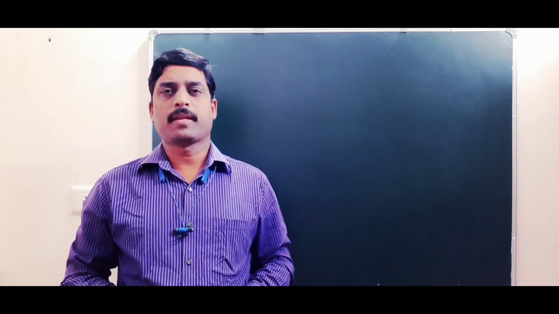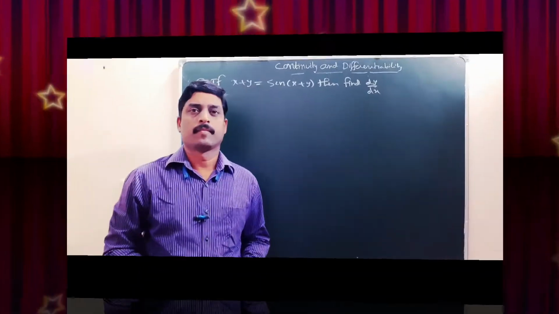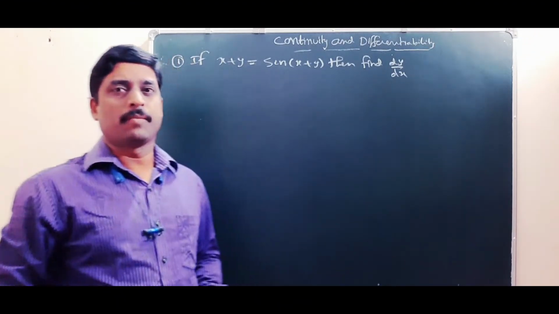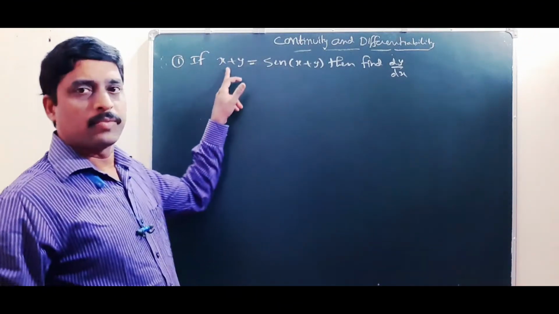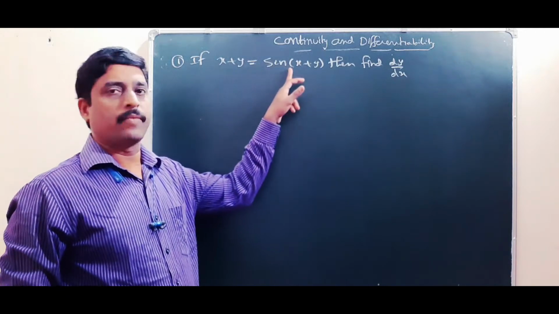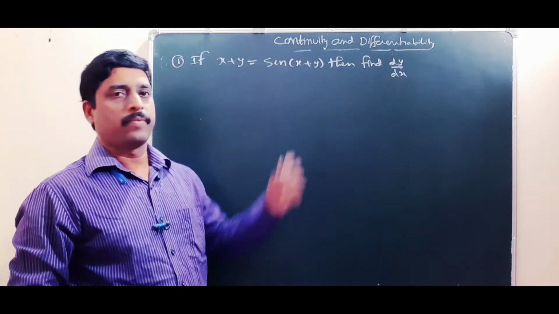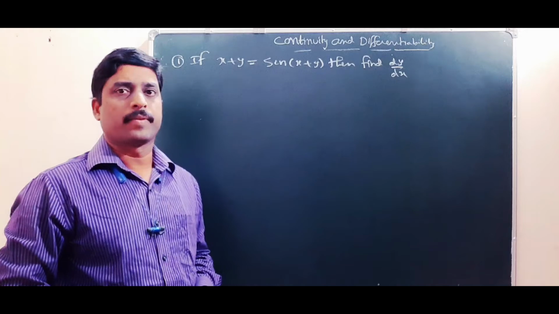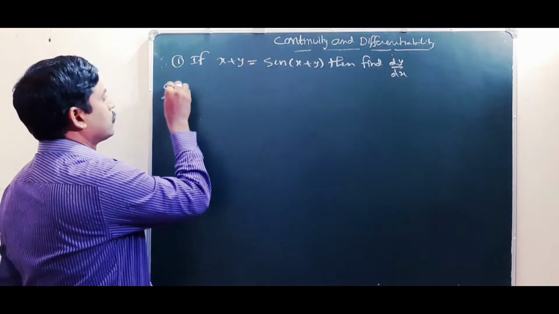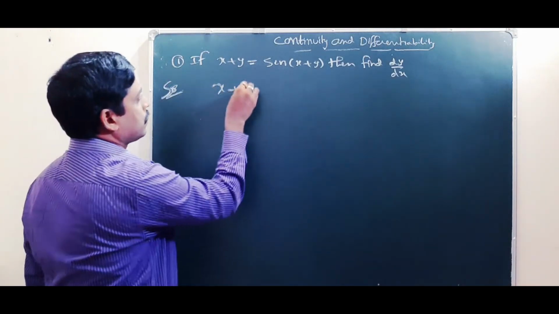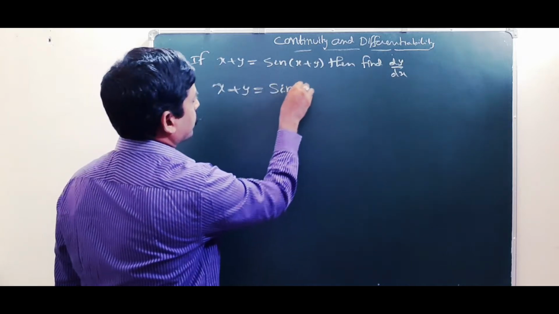Today I would like to explain implicit differentiability problems. Okay, now let me explain question number 1. x plus y is given as sin of x plus y, and we have to find dy by dx. So what is given? x plus y is equal to sin of x plus y.